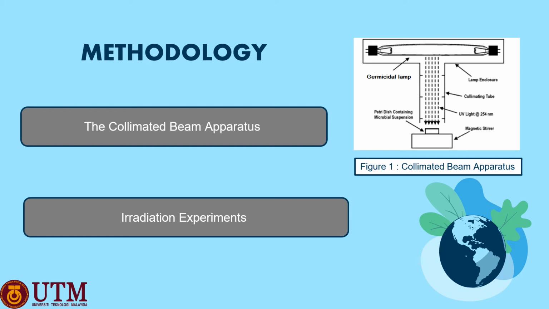The fecal coliform, which is the microbe in the sample, was enumerated after the exposure to the UV lamp. A 100 milliliter wastewater sample was poured into a 7 centimeter diameter glass crystallization dish containing a magnetic stirrer under the collimated beam.